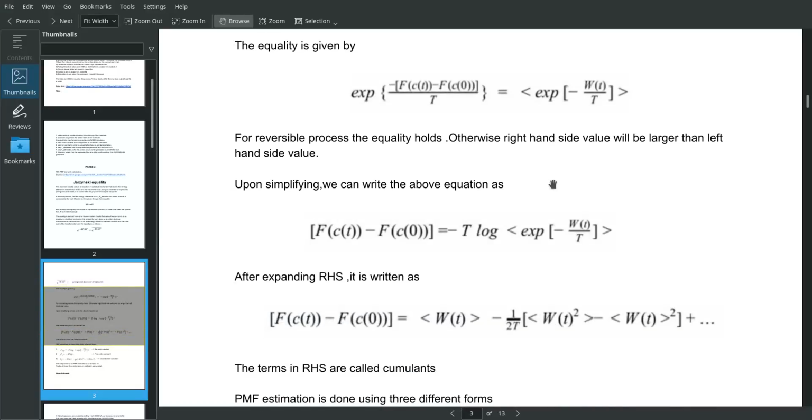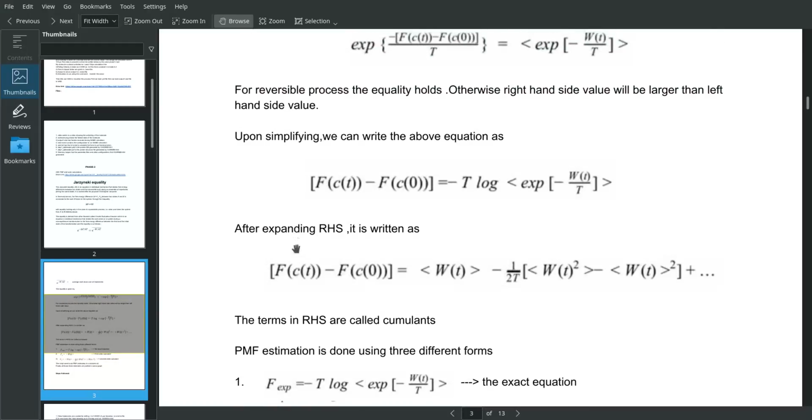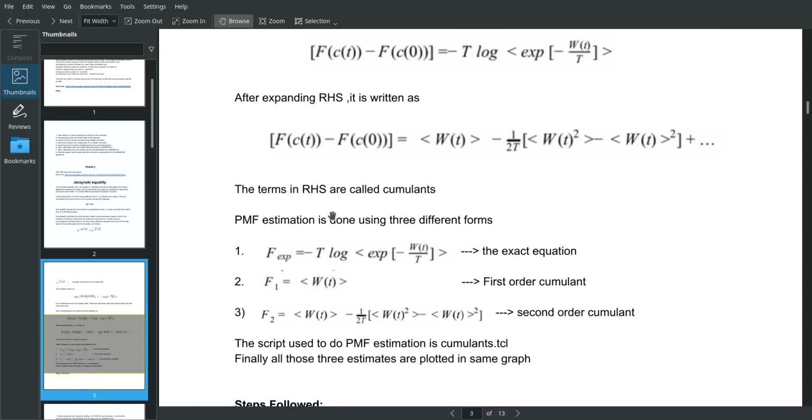Upon simplifying, we can write the above equation as F(c(t)) − F(c(0)) equal to −T log of the average, and taking the logarithmic expansion, equal to the average of W(t) minus 1/2 of the variance of W(t). The terms on the right-hand side, the average of W(t) and the square of W(t), are called the second-order cumulants.